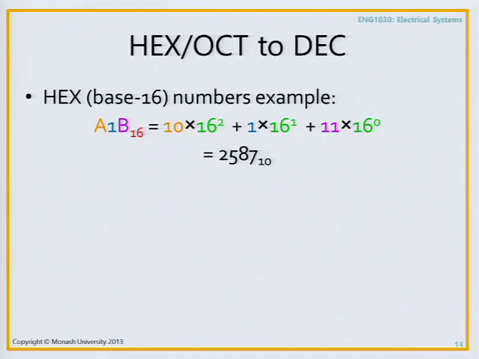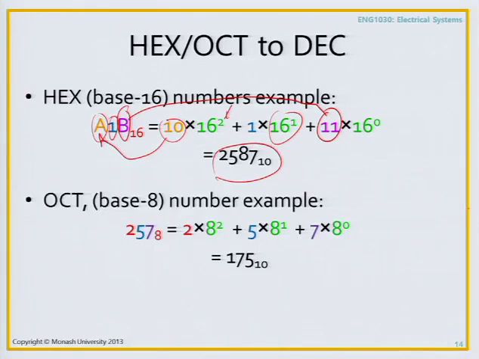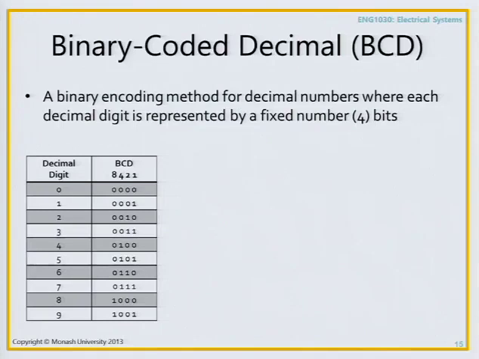All right. How do you convert back? Converting back is simple, exactly the same. You've got over here B, which represents 11 groups of 16 to the 0. You've got one group of 16 to the 1, and you've got A groups of 16 to the 2, where A represents 10. Okay, and that gives us this number. Octal, same thing, just work in base 8. Okay, so that's octal and decimal, hexadecimal.